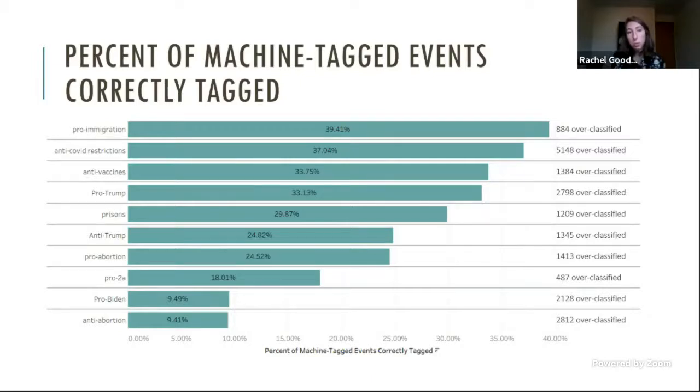This graph is showing the percent of machine tagged events that were correctly tagged. So for, let's say, pro-immigration, out of all the events that received the pro-immigration tag based on the model, only 39% of those actually needed that tag. The other 61% were incorrectly tagged. And the numbers on the right give you the absolute number of events that were incorrectly tagged for each category. So the number of events that were overclassified.